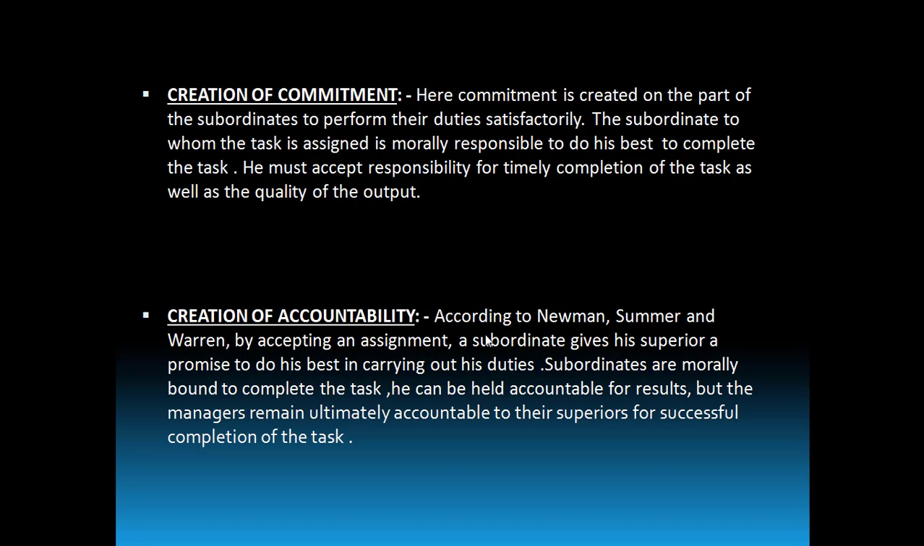Now, the third step is creation of commitment. Here, commitment is created on the part of the subordinate to perform the duties satisfactorily, right?